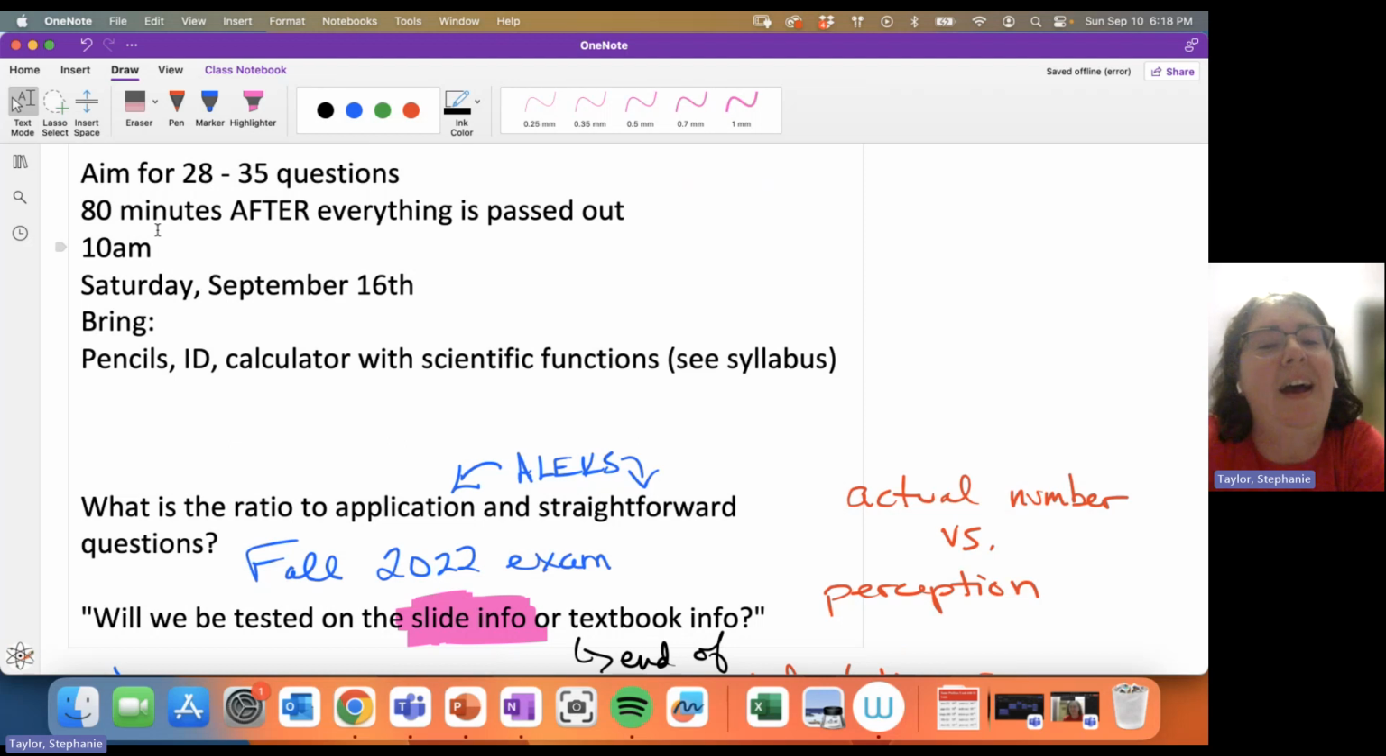You will have 80 minutes after everything is passed out. So basically at 10 a.m. on that Saturday, September 16th, we will say, all right, turn your cell phones off, put all your notes away, let's get going. And then they'll pass out all the scantrons, walk you through how to fill them out, and pass out all the exam booklets. Depending on how big the room is, that will take somewhere between 5 minutes to like 15 minutes.